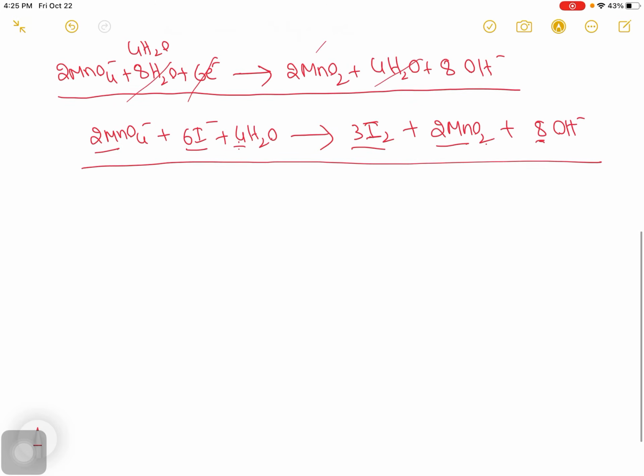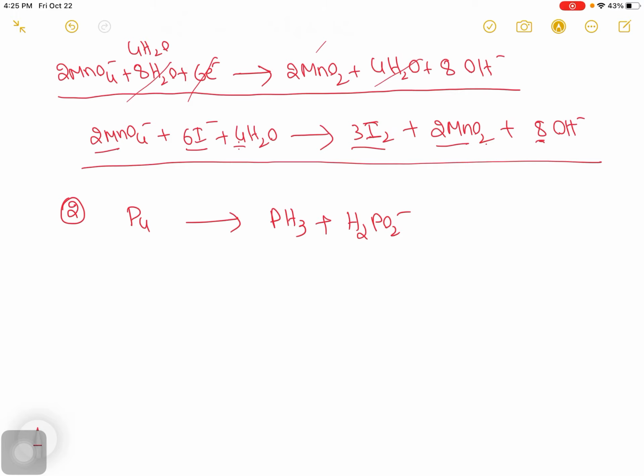So that is the second equation. Actually, this equation is known as disproportionation. P4 gives rise to PH3 plus H2PO2 minus.